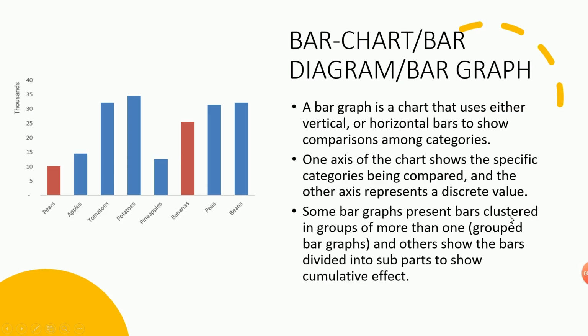Some bar graphs present bars clustered in groups of more than one. I don't know whether you guys have seen that. There are certain bars embedded within a category, that is, two bars adjacent to each other. So there are certain bar chart diagrams like that. That is how we are categorizing all those things. So this is how a bar chart will look.